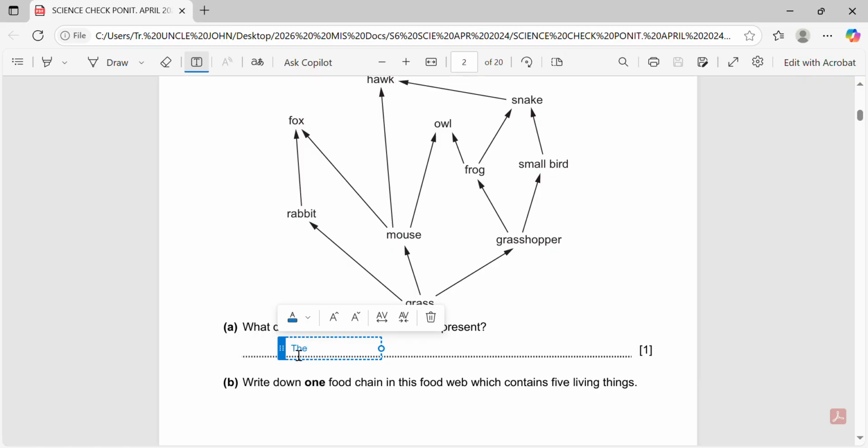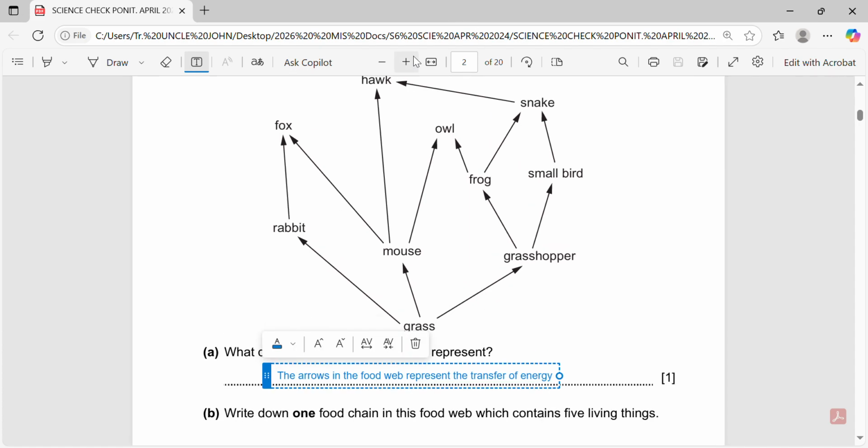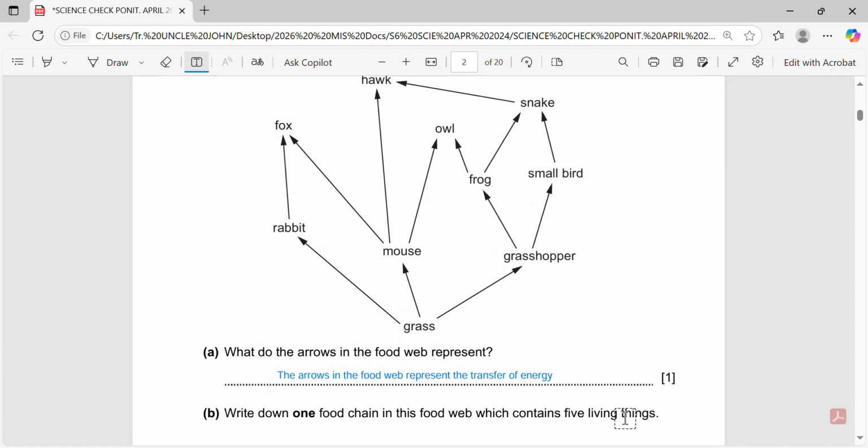The arrows in the food web represent the transfer of energy. They represent the transfer of energy.